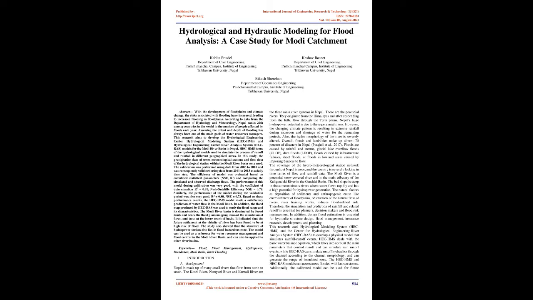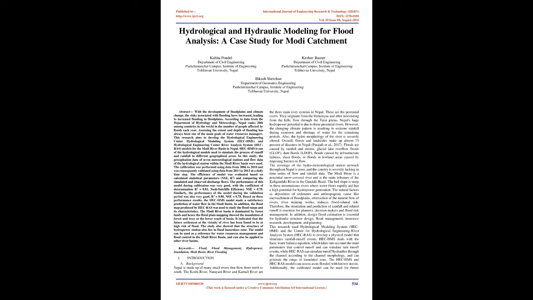Introduction. Background. Nepal is made up of many small rivers that flow from north to south. The Koshi River, Narayani River, and Karnali River are the three main river systems in Nepal. These are the perennial rivers. They originate from the Himalayas and, after descending from the hills, flow through the Terai plains. Nepal's huge hydropower potential is due to these perennial rivers.